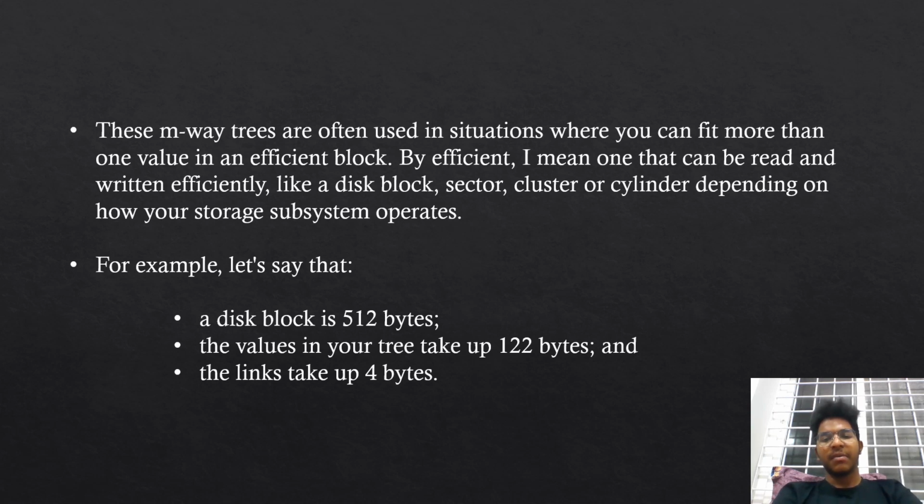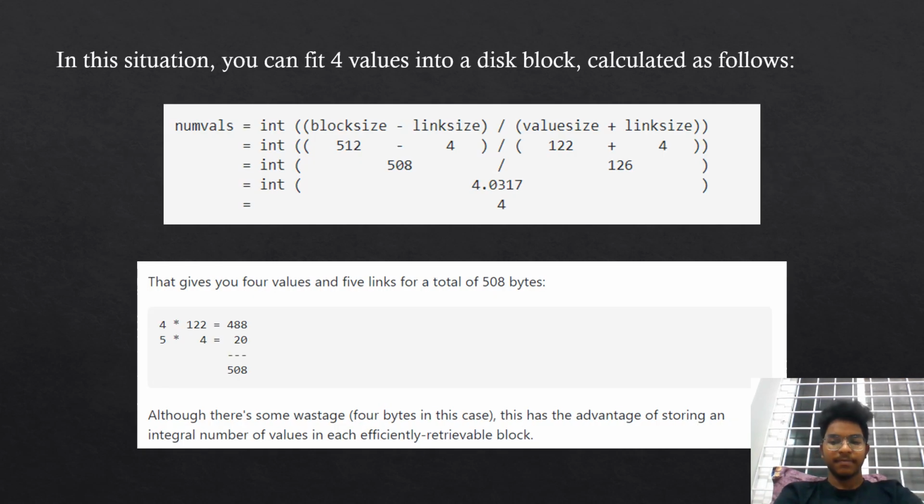By efficient, I mean one that can be read and written efficiently, like a disk block, sector, cluster, or cylinder, depending upon how the storage subsystem operates. For example, let's say that a disk block is 512 bytes. The values of your tree take up 112 bytes, and the links take 4 bytes.